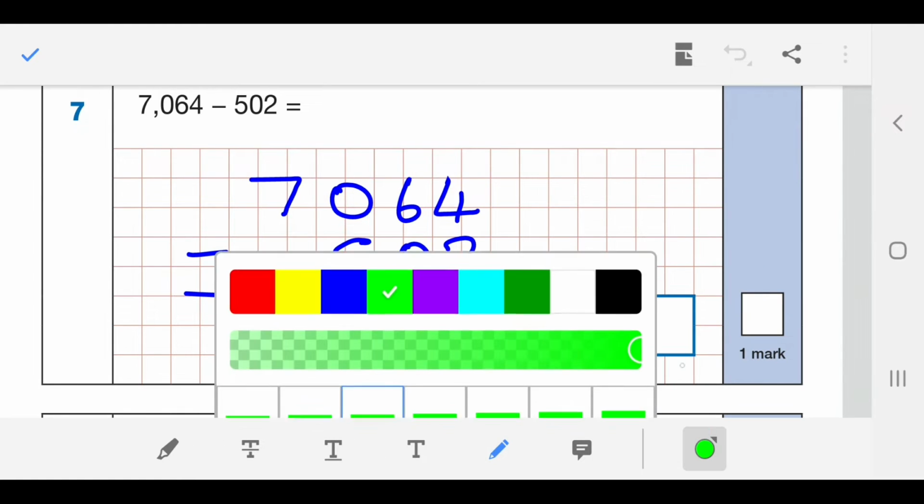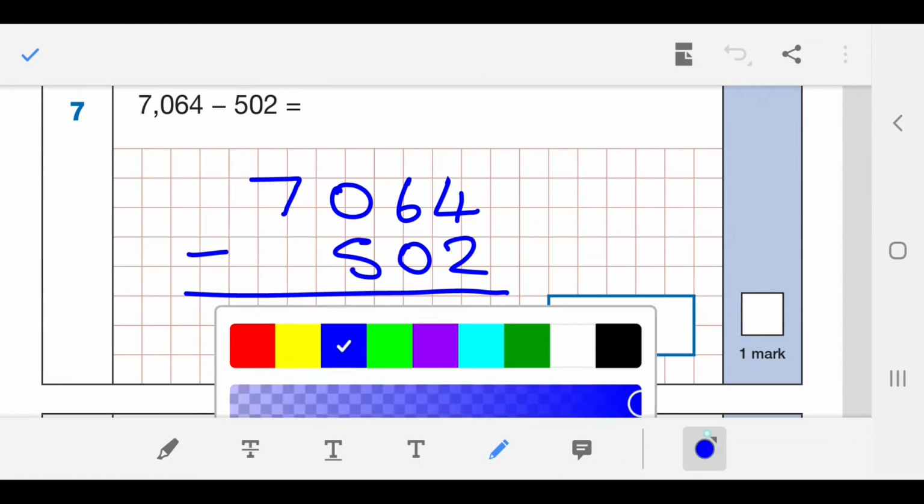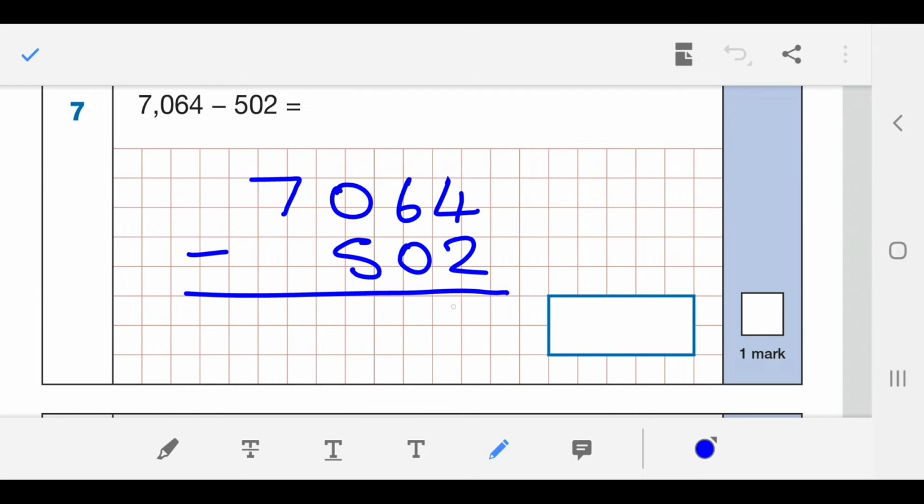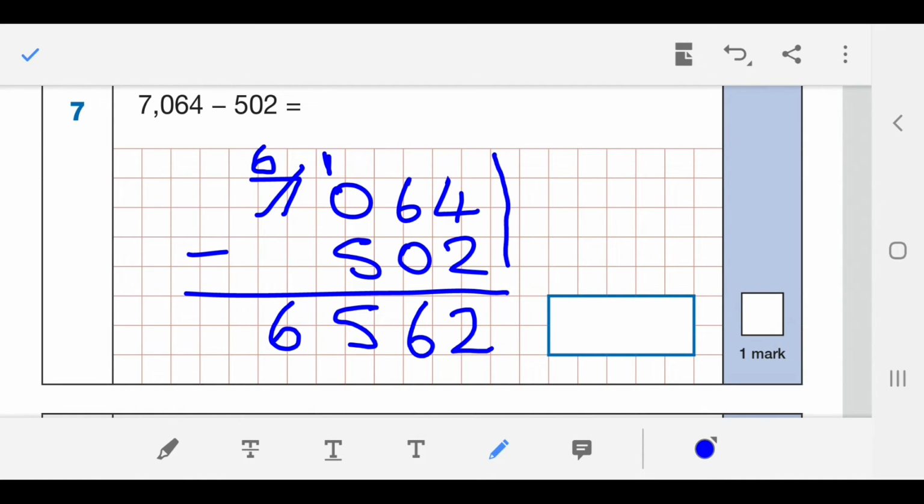Okay, so this time I'm not going to do that. I'm just going to leave it as it is, so you'll see the difference why. 4 subtract 2 is 2. 6 subtract 0 stays as 6. 0 subtract 5 is not possible, so we need to borrow from the thousands, which is going to turn that into 6 and this into 10. 10 subtract 5 is going to give us 5, and 6 subtract, well, there's nothing to subtract, so that's going to stay as 6.